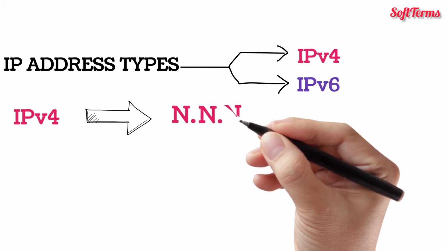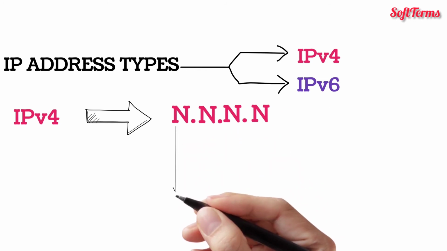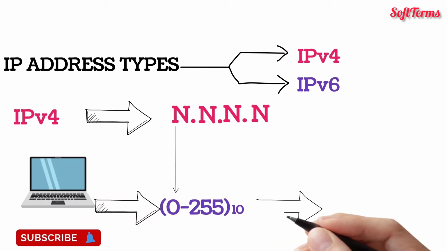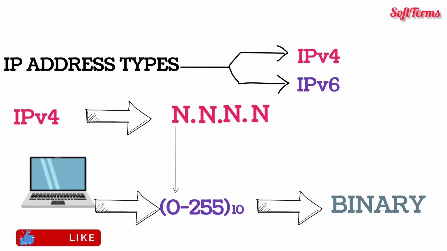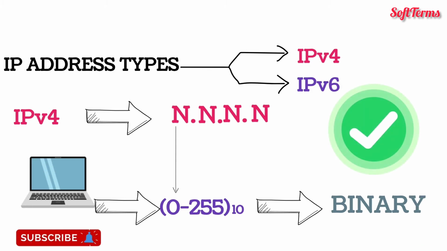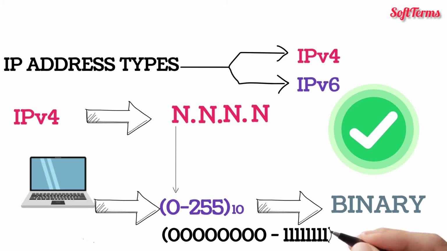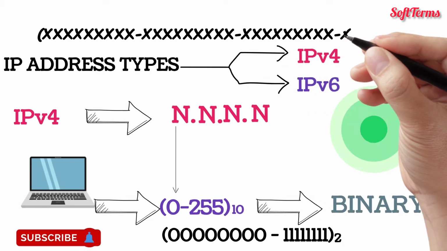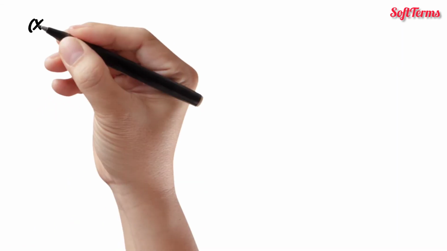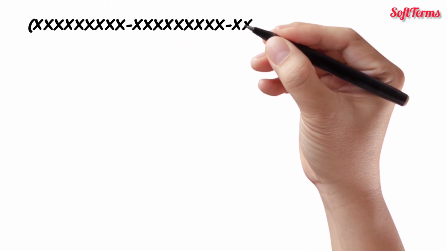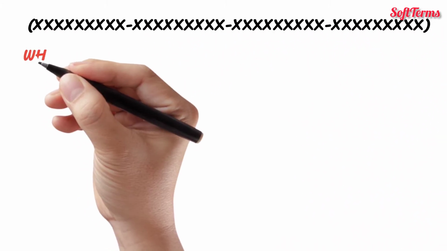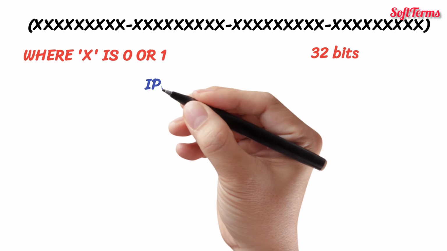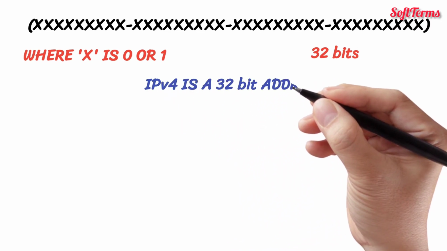IPv4 consists of 4 numbers separated with dots. Each number can range from 0 to 255 in decimal numbers. But computers do not understand decimal numbers, so the numbers are converted to binary form, which is computer understandable. Therefore, in binary, this range can be 8 zeros to 8 ones, since each number is represented by a group of 8 binary digits. So the whole IP version 4 address is represented by a sequence of 32 ones and zeros, or simply, I should say, by a sequence of 32 bits. So IP version 4 is a 32-bit address.